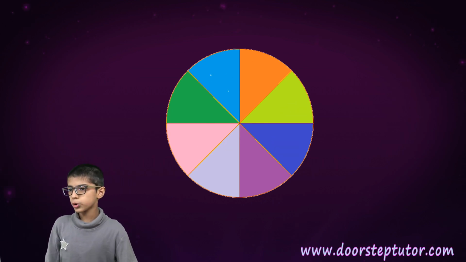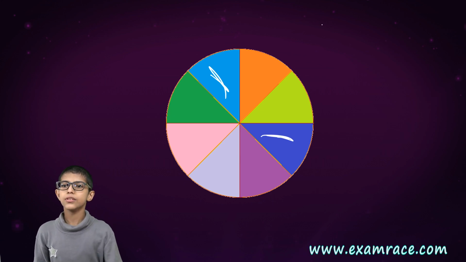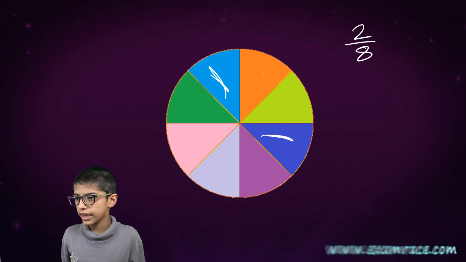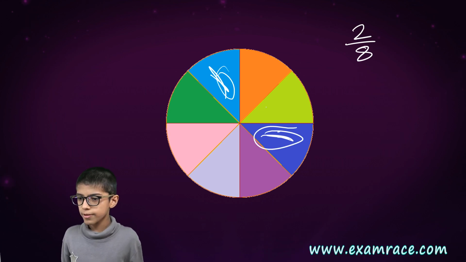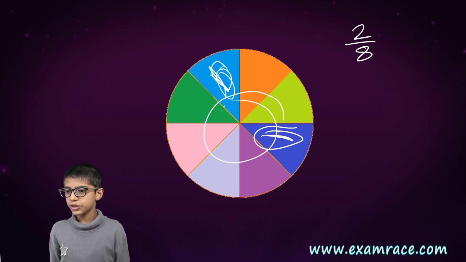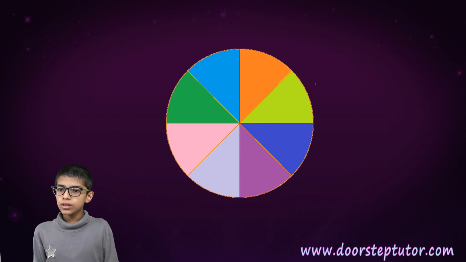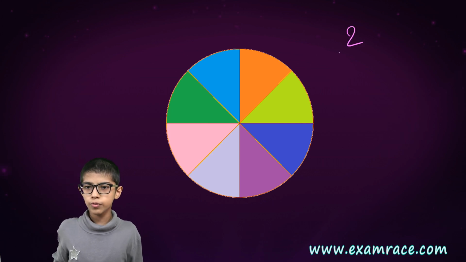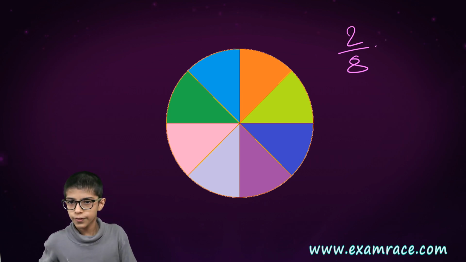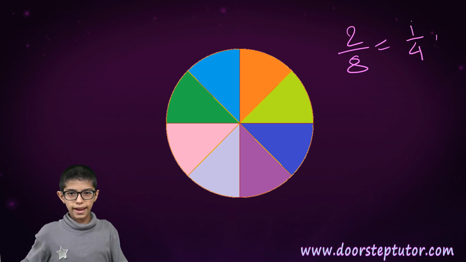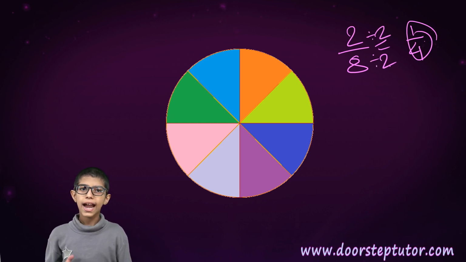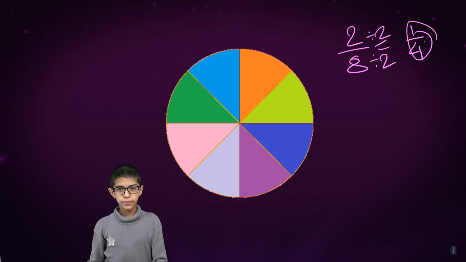But if I have 2 parts, these two, then what would it be? It would be 2 by 8, the area which these two have. As 8 is the total number of parts and these are 2 parts. Now, what do we do with 2 by 8? We can simplify it as 1 by 4. But how? We will divide the numerator and denominator by 2, so we get 1 by 4.